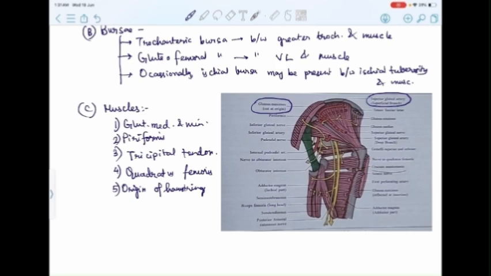Tensor fasciae latae is not underneath, it's just present anterior, so don't bother about it. Gluteus minimus, our little brother, gluteus medius, another little brother. Superior gluteal nerve is present, and the deep branch of the superior gluteal artery is present. See the gemelli superior and inferior plus our obturator internus, so it forms a tricipital tendon.